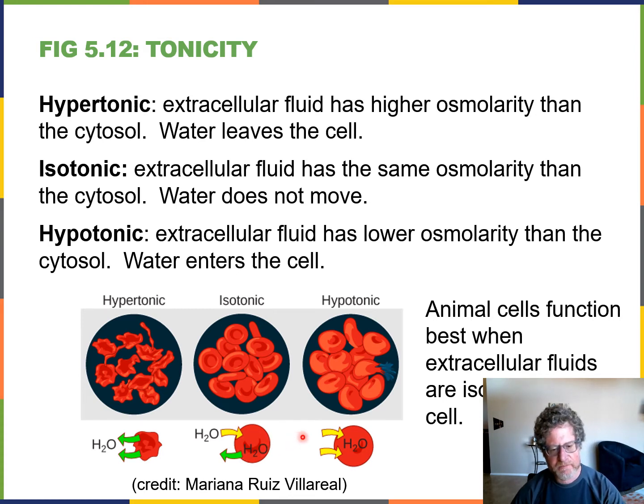And finally, plants and fungi that have cell walls like a hypotonic situation, where they're bathed in very dilute water. And the water moves into the cell and it pushes against the membrane and against the cell wall. So plants like to be watered with pure water. They don't like to be watered with salt water.